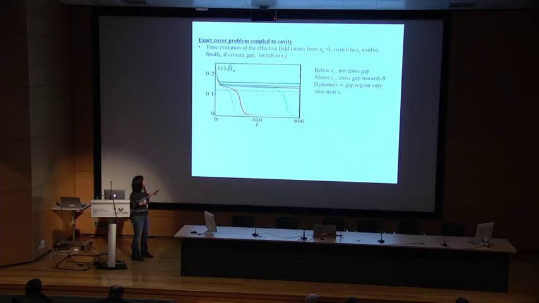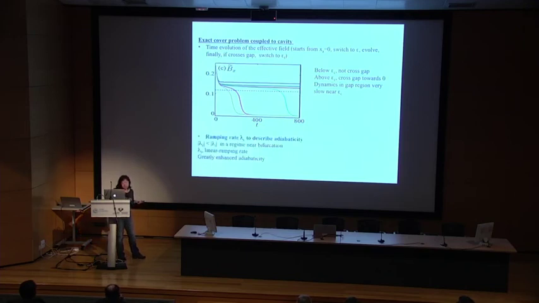When your driving amplitude is below a certain value, it's not going to cross the gap. And when the driving is above the critical value, epsilon c, it's going to cross the gap region and eventually evolve towards the final value, Bx tilde equal to 0. But in the middle, when you are very close to this driving amplitude epsilon c, you are going to have very slow dynamics in the gap region, which is what we are interested in.